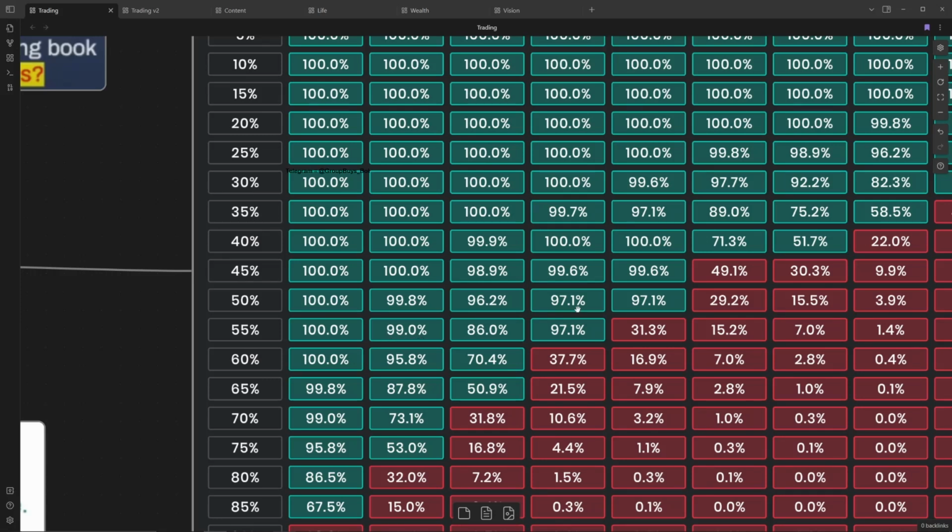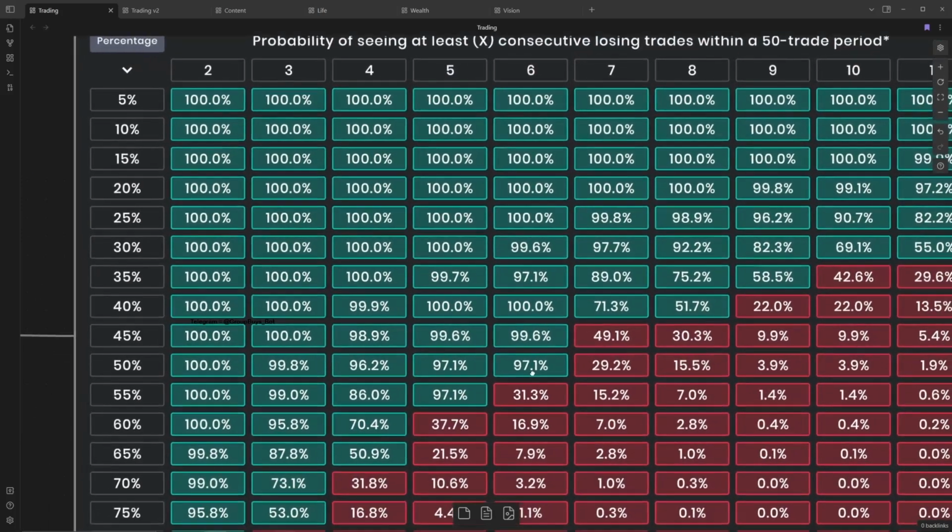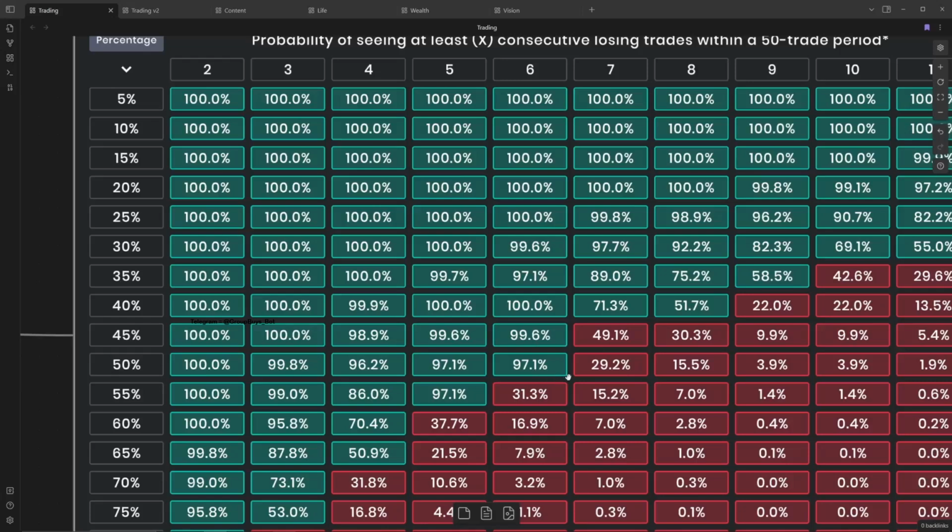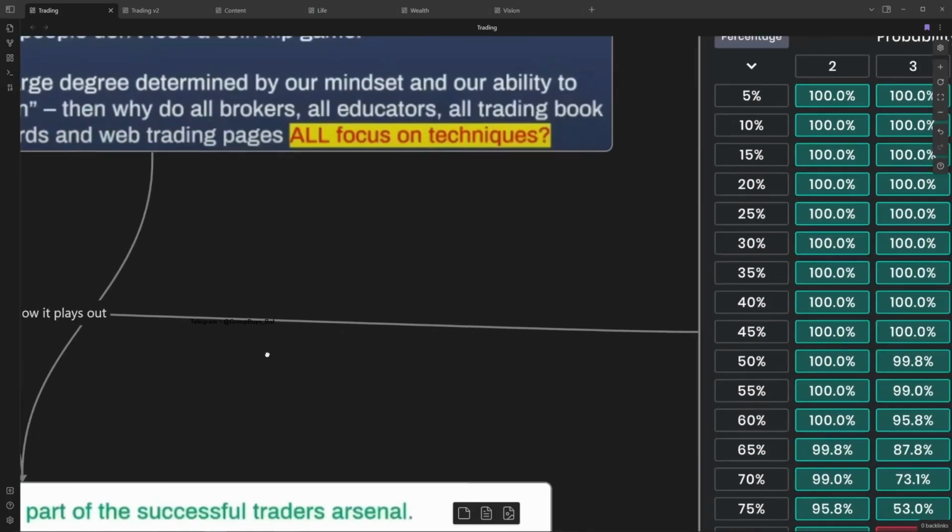That's profitable. You can have a 50% win rate with a 1.5 risk to reward, which is what I had for a long time. You just have to accept the reality that if you want to be a profitable trader, you have to be okay with going through 6 losses in a row. This is profitable trading, going through 6 losses in a row. This is the reality of it.